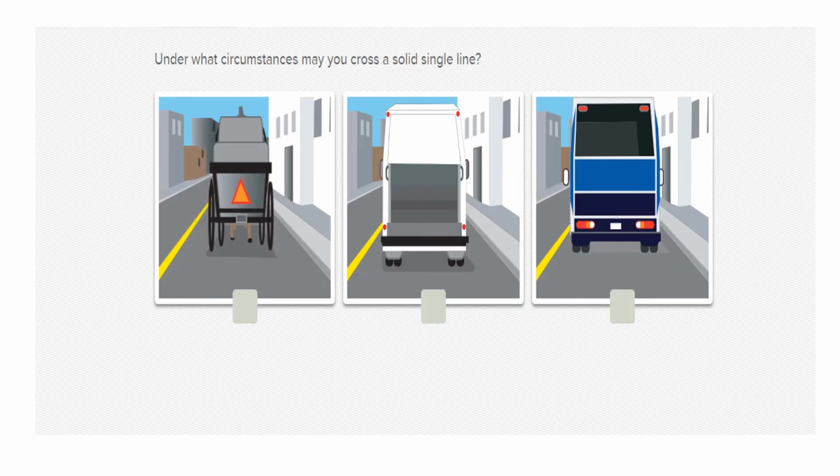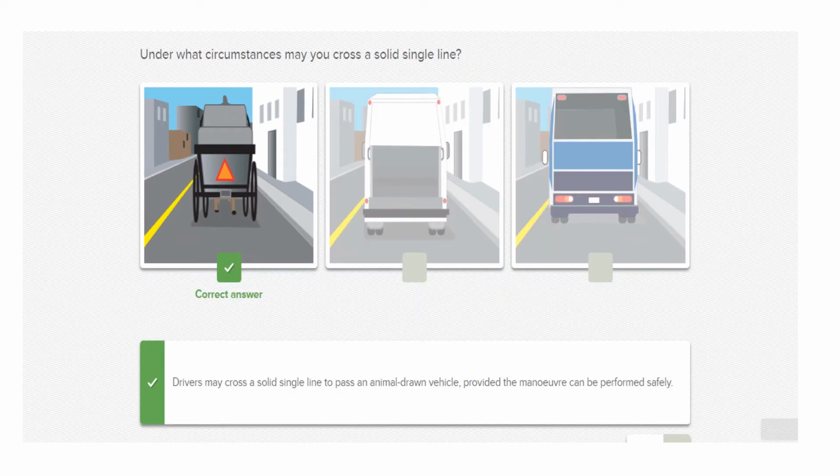In this question, we have three pictures. We have to tell under what circumstances you may cross a solid single line. And our correct answer is picture 1. Drivers may cross a solid single line to pass an animal-drawn vehicle provided the maneuver can be performed safely.